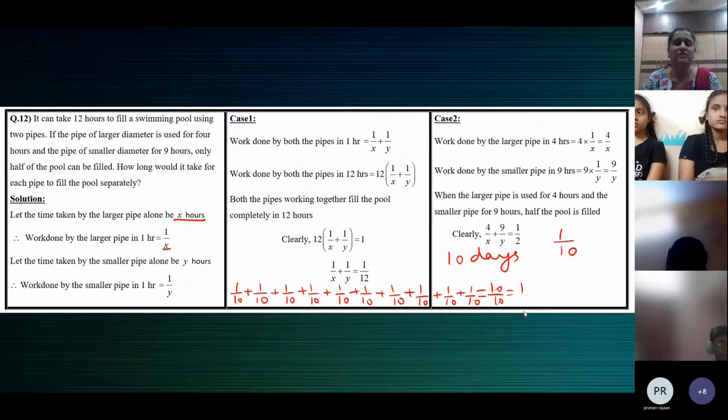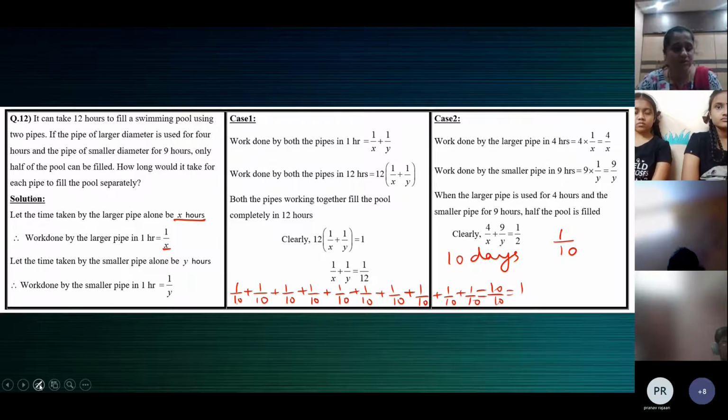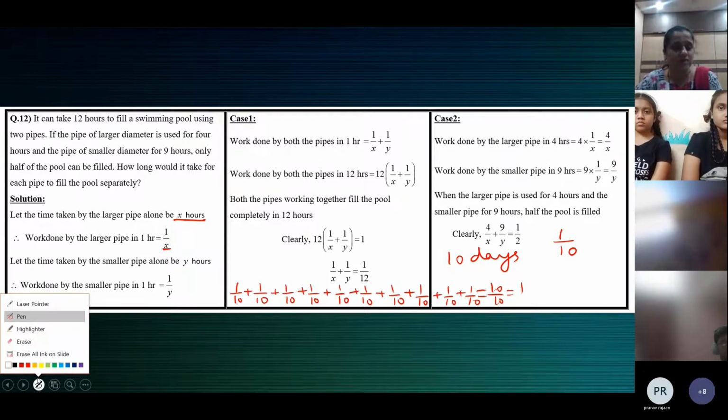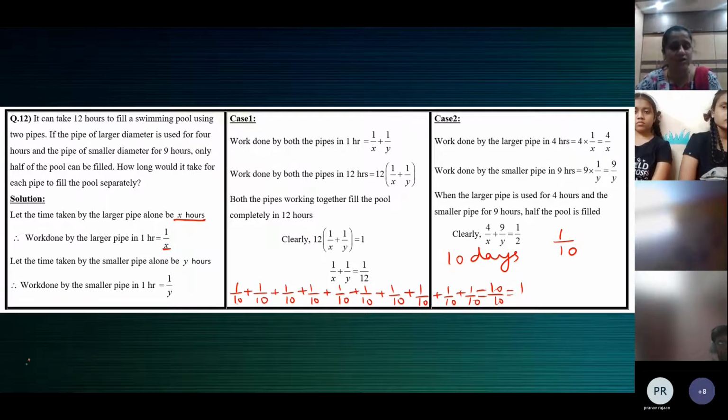So here the larger pipe takes X hours to fill the empty pool. That means it is able to fill 1 by X of the tank in 1 hour. 1 by X is the fraction of the tank that it can fill in 1 hour.